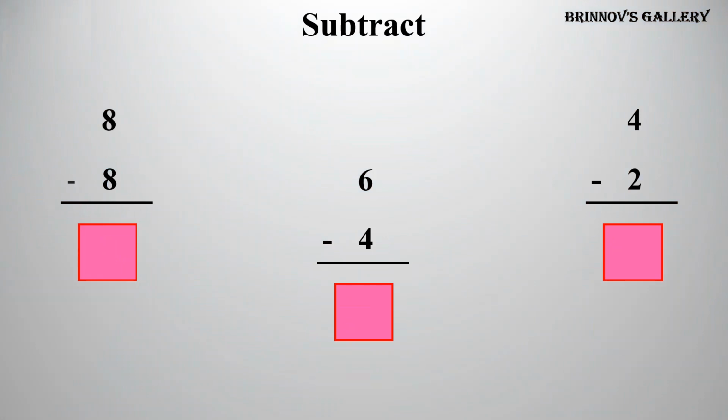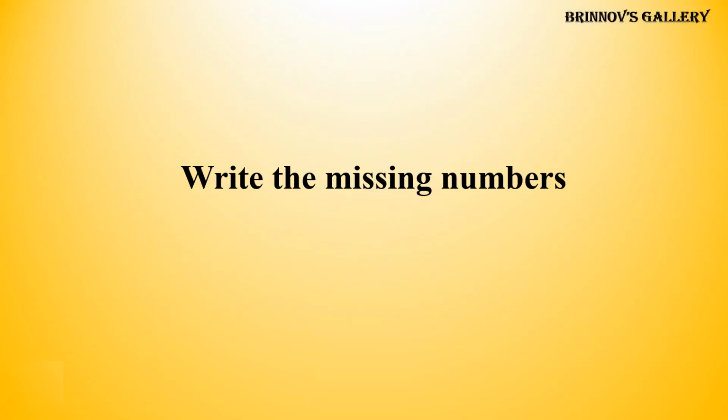8 minus 8 is equal to 0. 6 minus 4 is equal to 2. 4 minus 2 is equal to 2. Write the missing numbers.